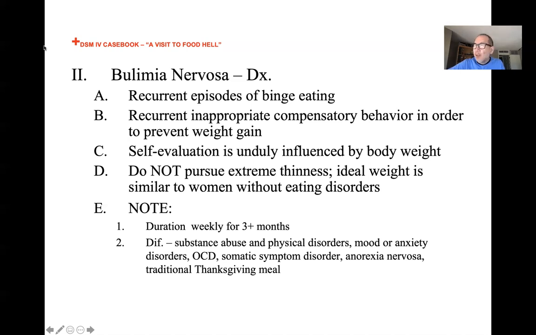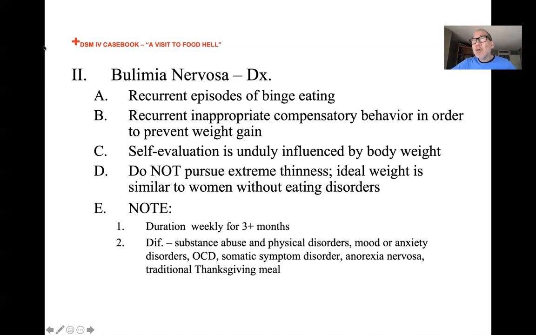It's like anorexia, self-evaluation is unduly influenced by body weight. So there's a real focus on maintaining a certain body weight. And despite the binge eating, they are typically not overweight. They don't pursue extreme thinness, and their ideal weight is similar to women without eating disorders. So they don't have the same kind of body distortion that you have with anorexia.